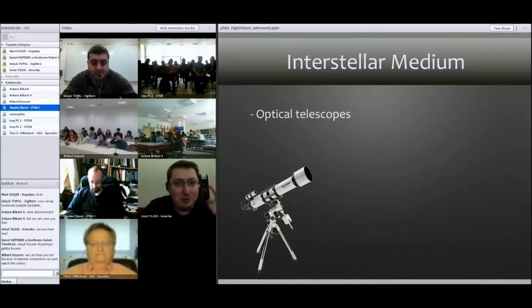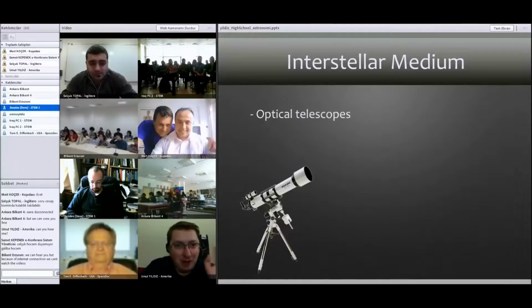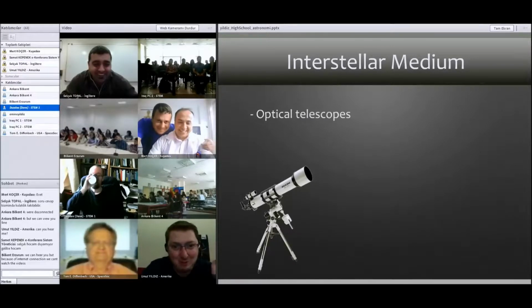So we use different types of telescopes. How many of you got a telescope? Anybody got a telescope? No. Don't worry, I never had a telescope either. I've been an astronomer for 20 years, but I never had a telescope in my life. I mean, like this telescope, of course.